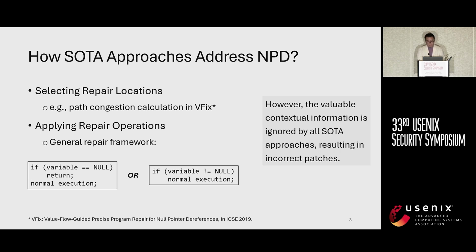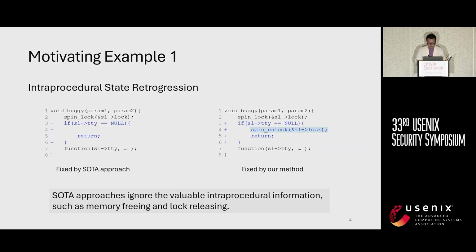In the following examples, we will show what contextual information the SOTA approach ignores and how we treat it to generate accurate patches. The first example shows that valuable intraprocedural information, like the allocated memory and the occupied lock, should be released during patch generation. However, the SOTA approaches focus on checking the exception value and return directly when the pointer is null to prevent the NPD issue, which may lead to the resources being occupied endlessly.